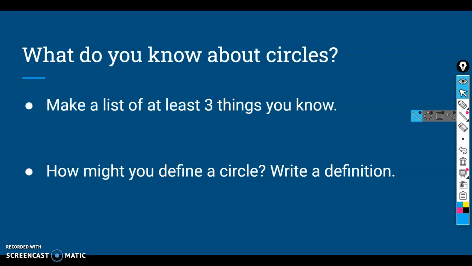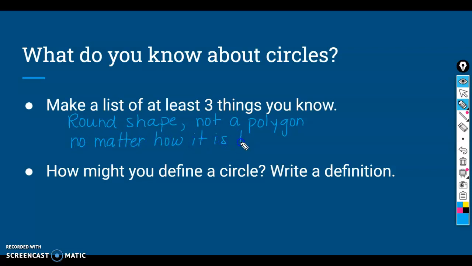Alright, when thinking about 3 things that you know about a circle, these are some things that you could have written in your notes. You could have said that a circle is a round shape. You may have said that it is not a polygon. Or you may have said that no matter how you turn the circle, it is still the same. Exactly the same shape.